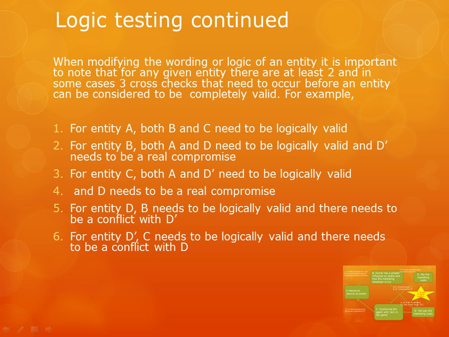One of the important things to note is that as we go through and modify some of these entities and their wording, we recognize that it's often the case that each entity has 2 relationships, and in some cases 3. That needs to be recognized, so we have to be careful that when changing something in order to improve one relationship, we don't compromise some of the other relationships.